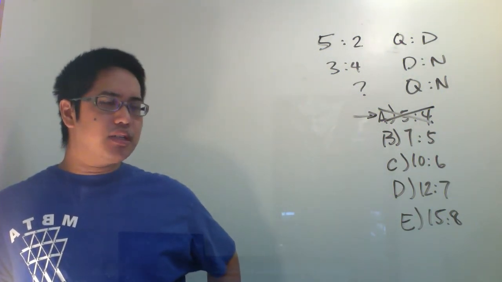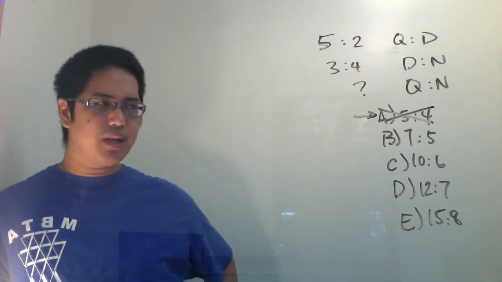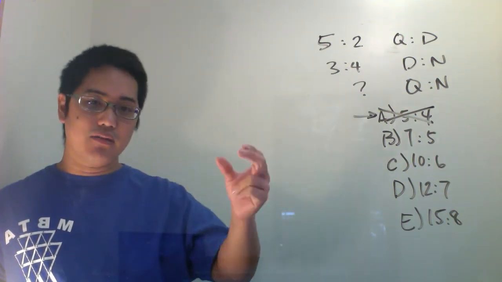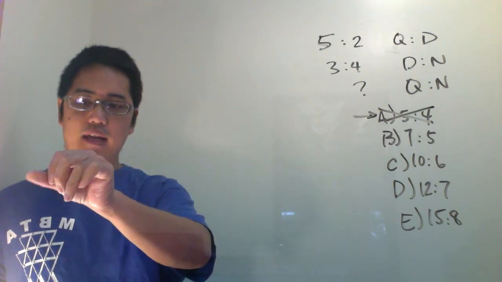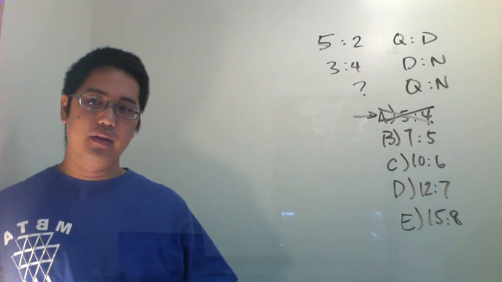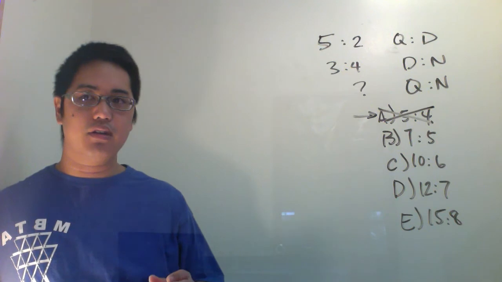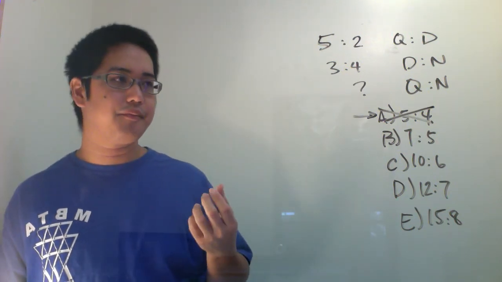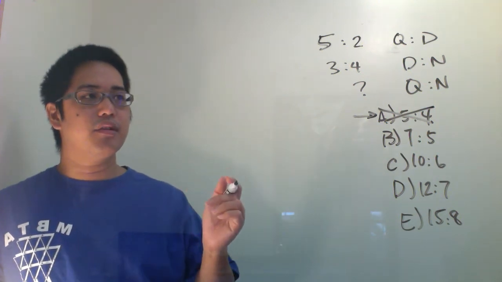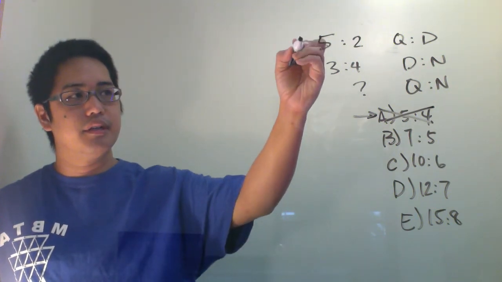What I want to do is compare the same number of things to the same number of things. Here's what I mean by that. I have 5 quarters to every 2 dimes. And I have 3 dimes for every 4 nickels. But I can't compare these two quantities directly to each other because the number of dimes and nickels are off. So what I would rather do is multiply this ratio by 3.